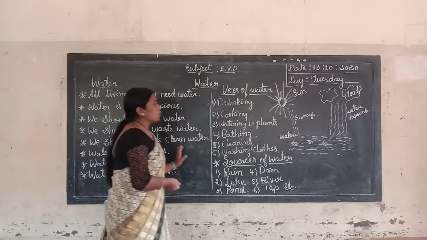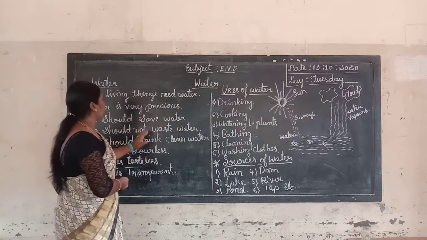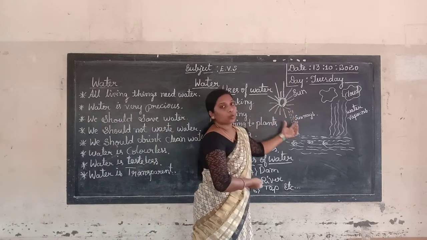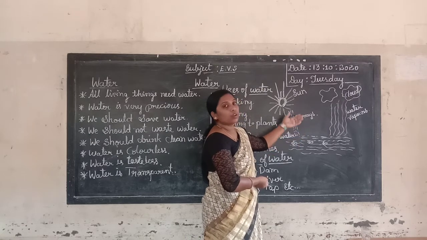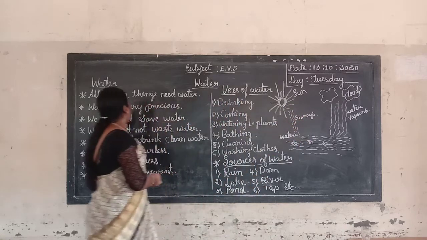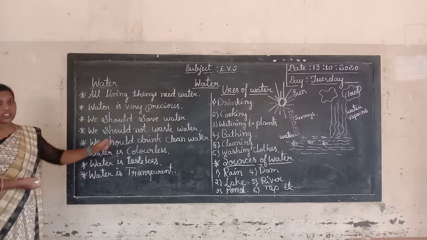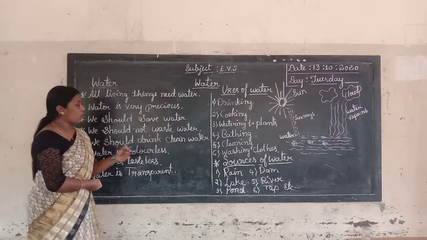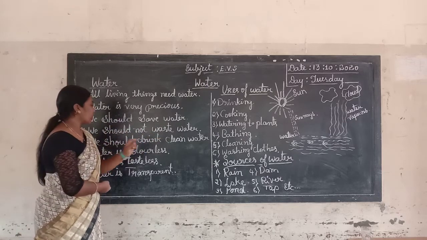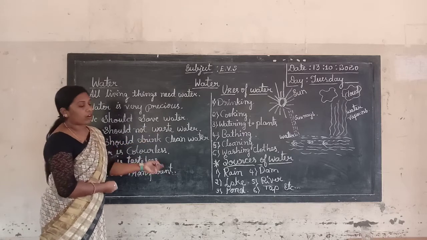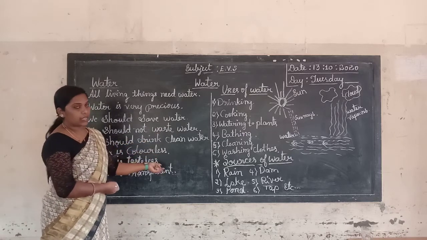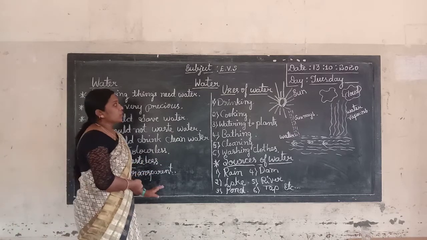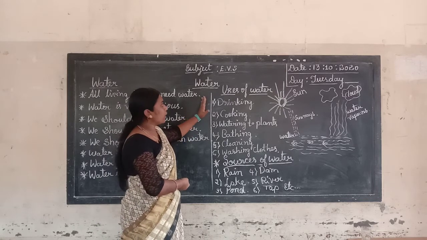So students, today we learned this topic: water, uses of water, sources of water, and the water cycle, which means how do we get the rain. So all living things need water. Water is very precious. We should save water. We should not waste water. We should drink clean water. Water is colorless. Water is tasteless. And water is transparent.